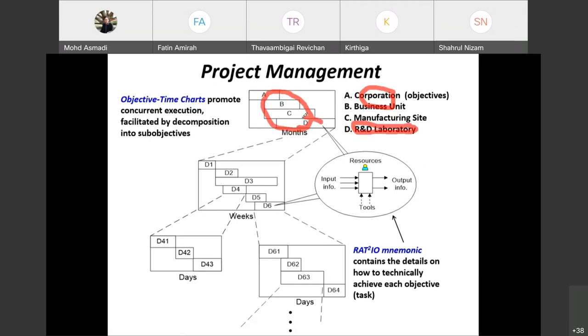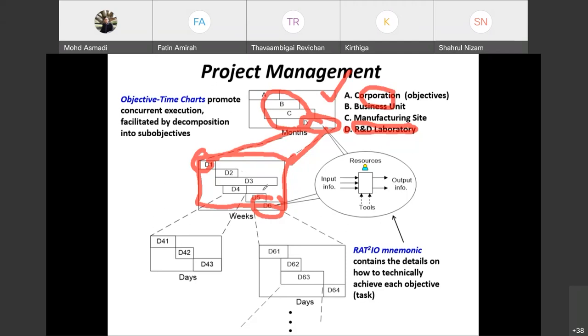For example, this one, objective D, right? So we have other sub-objectives D1, D2, D4. Meaning that this is at a high level of the objective, a high task. So we decompose it to D1 until D6, or we expand until D1 to D6 as sub-objectives. So maybe D is R&D laboratory, right? This one, A, B, C, D. So maybe the main objective for D is in terms of the R&D laboratory or the product design. So maybe for D1, your objective is to select the ingredients, for example.